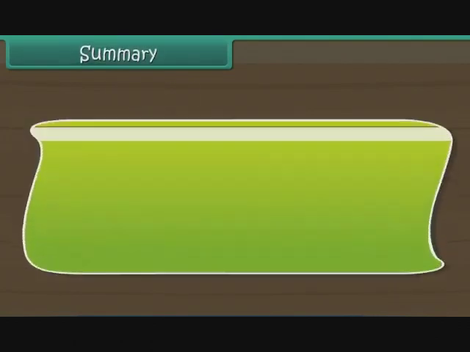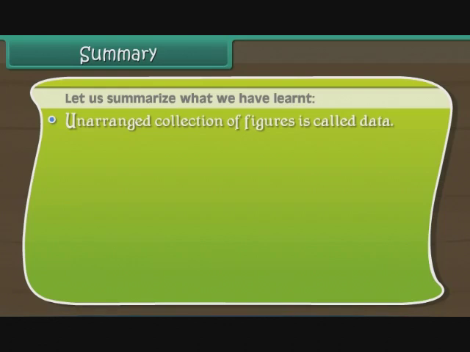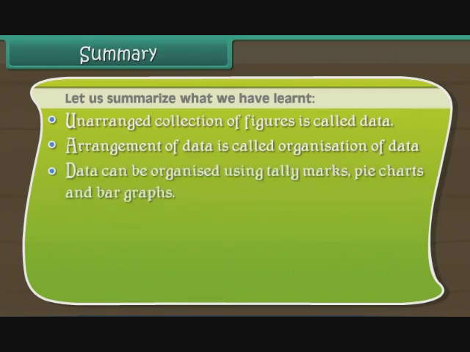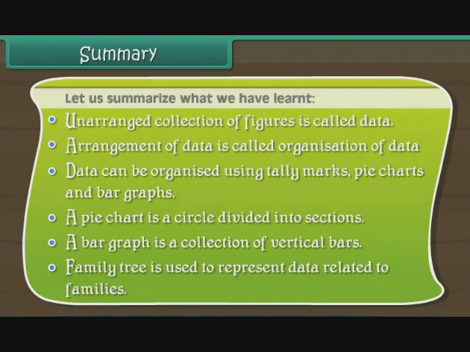Summary. Let us summarize what we have learned. Unarranged collection of figures is called data. Arrangement of data is called organization of data. Data can be organized using tally marks, pie charts, and bar graphs. A pie chart is a circle divided into sections. A bar graph is a collection of vertical bars. Family tree is used to represent data related to families.